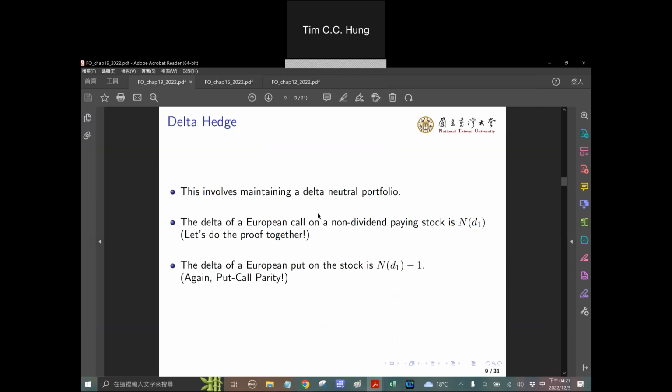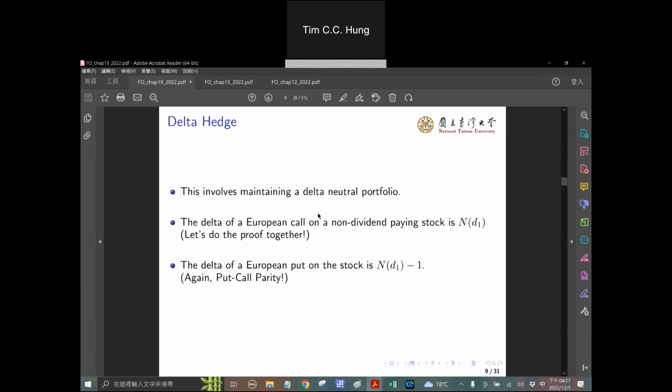So what is put-call parity? Put-call parity tells us that C plus discounted K equals S0 plus P, so C plus discounted K minus S0 minus P equals 0. If we take the total derivative of everything with respect to S0, then we have partial C over partial S0, plus 0, minus 1, minus partial P over partial S0, equals 0. What is partial C over partial S0? The same as N of d1.